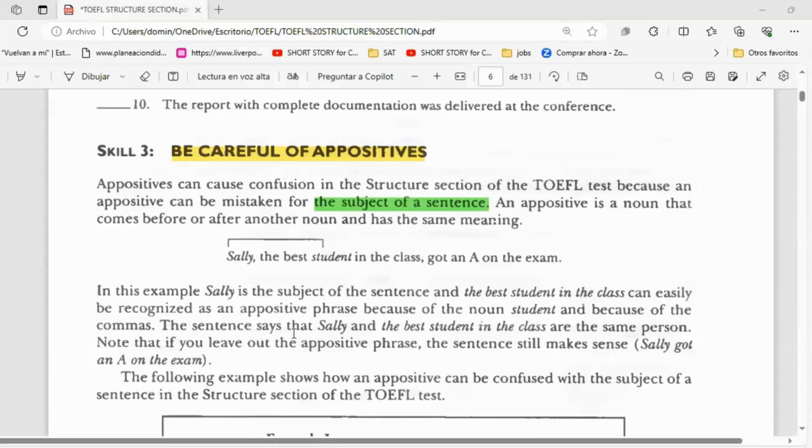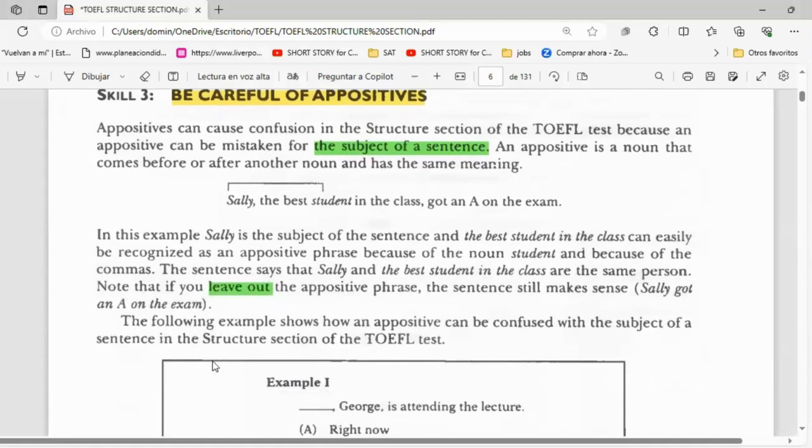The sentence says that Sally and the best student in the class are the same person. Note that if you leave out the appositive, as I mentioned before, if you delete or erase the appositive phrase, the sentence still makes sense. Sally got an A on the exam, right?